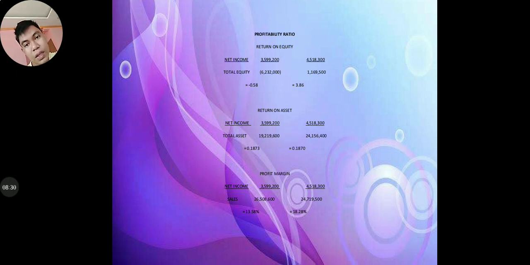Return on asset is a profitability ratio that shows how much profit a company is able to generate from its asset. Net income over total asset: in 2019, 3,599,200 over 19,219,600 is equals to 0.1873. In 2018, you have 4,418,300 over 24,156,400 is equals to 1.870.